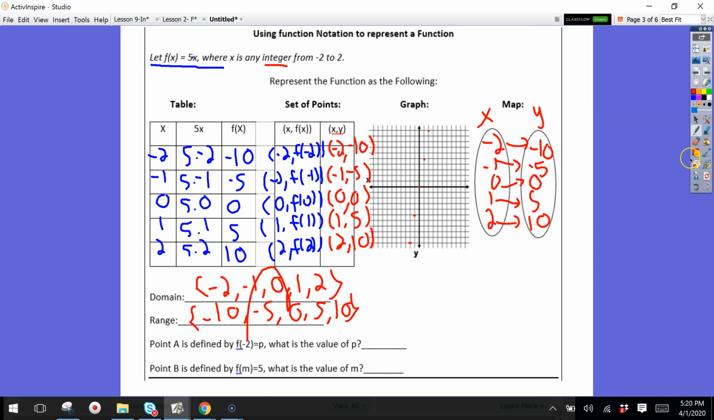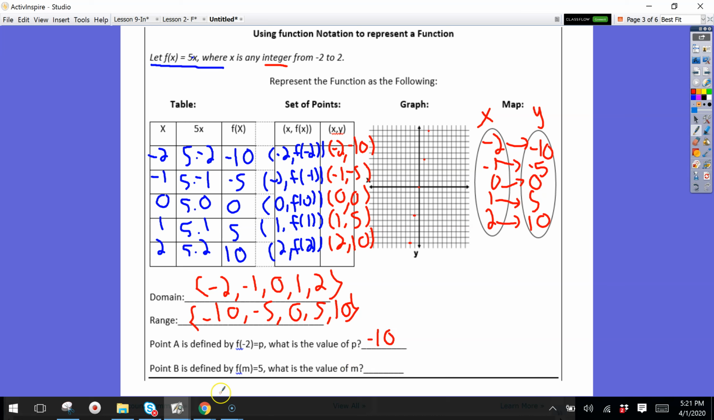Okay, well, there are multiple ways that I can see this. I can see this on the graph. I can see this on a table. I can see this as a set of points. I can see this as a map. Let's look at the table. Well, when I plug in a -2, I get out a -10. So my value of p is -10.